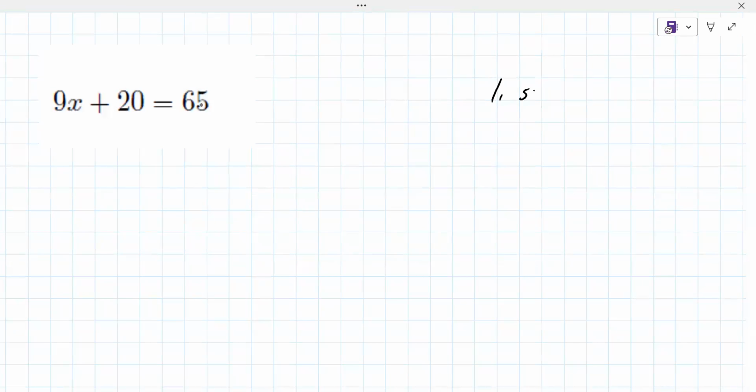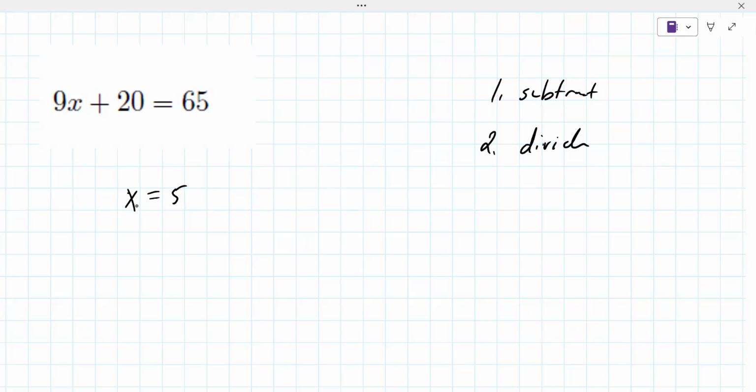I just want the final answer. But again, you're going to first subtract and then divide. X equals 5.